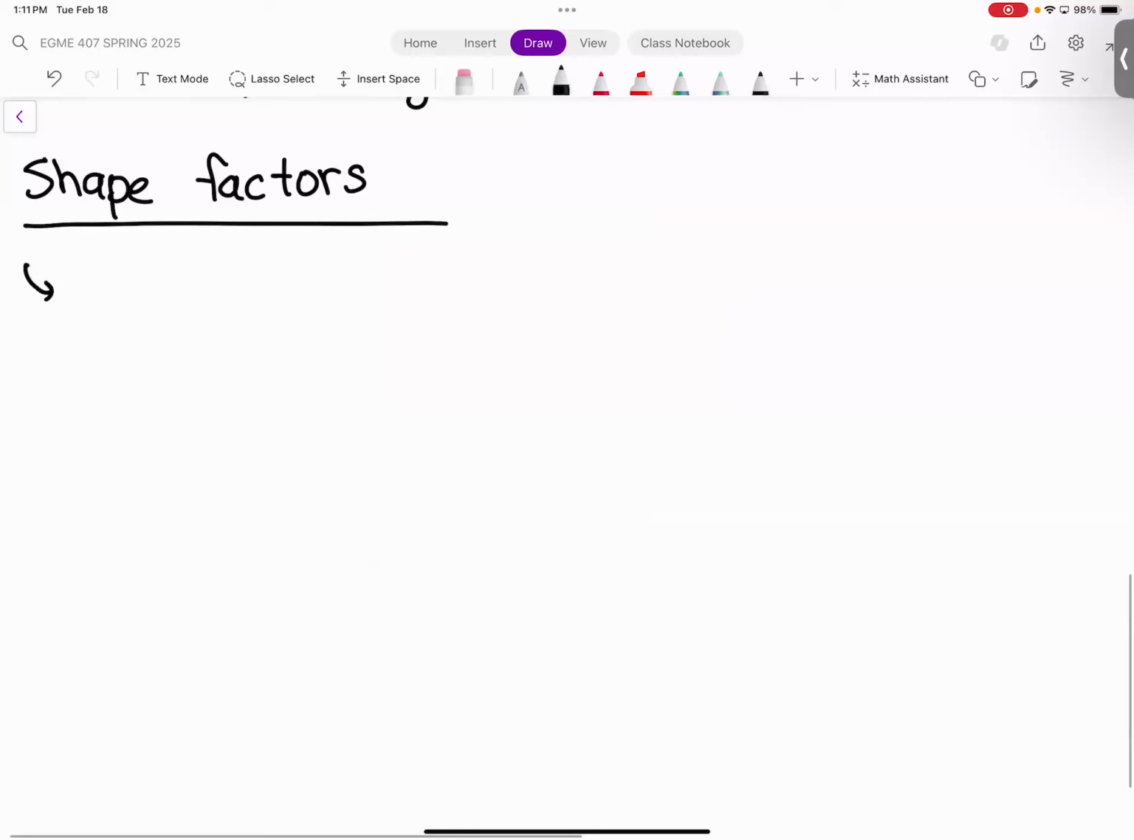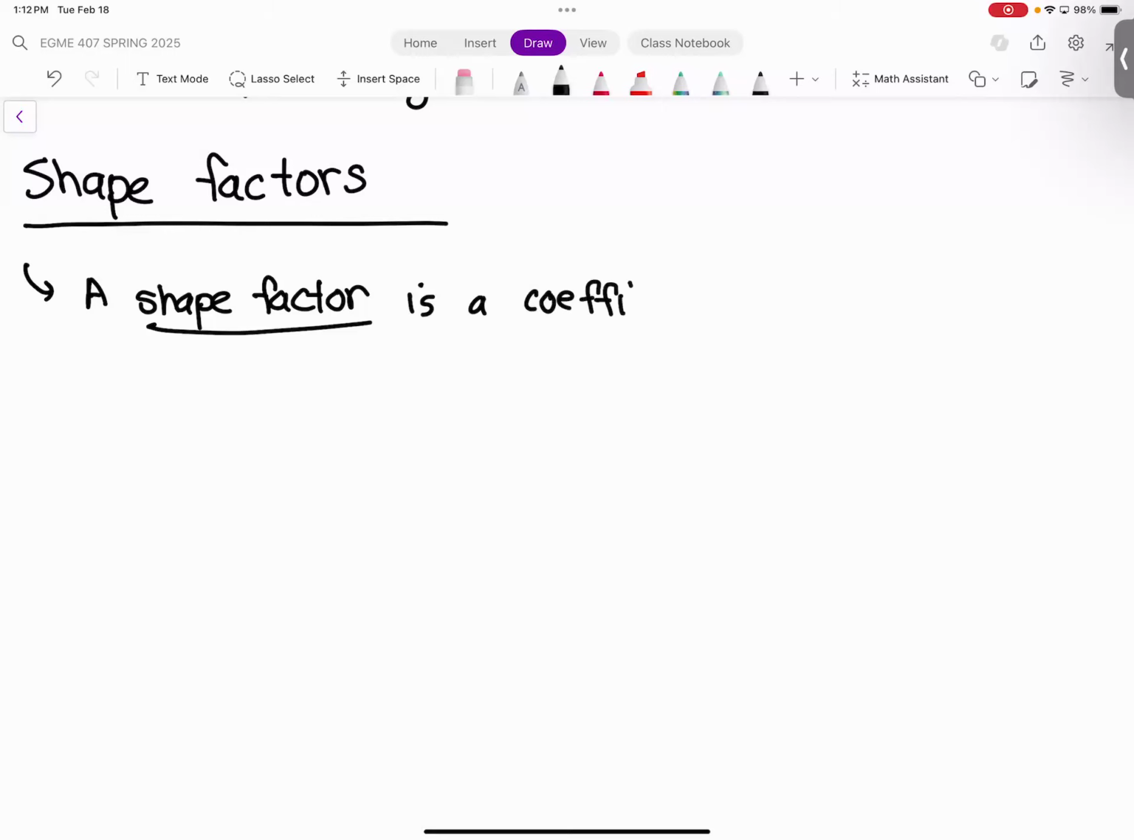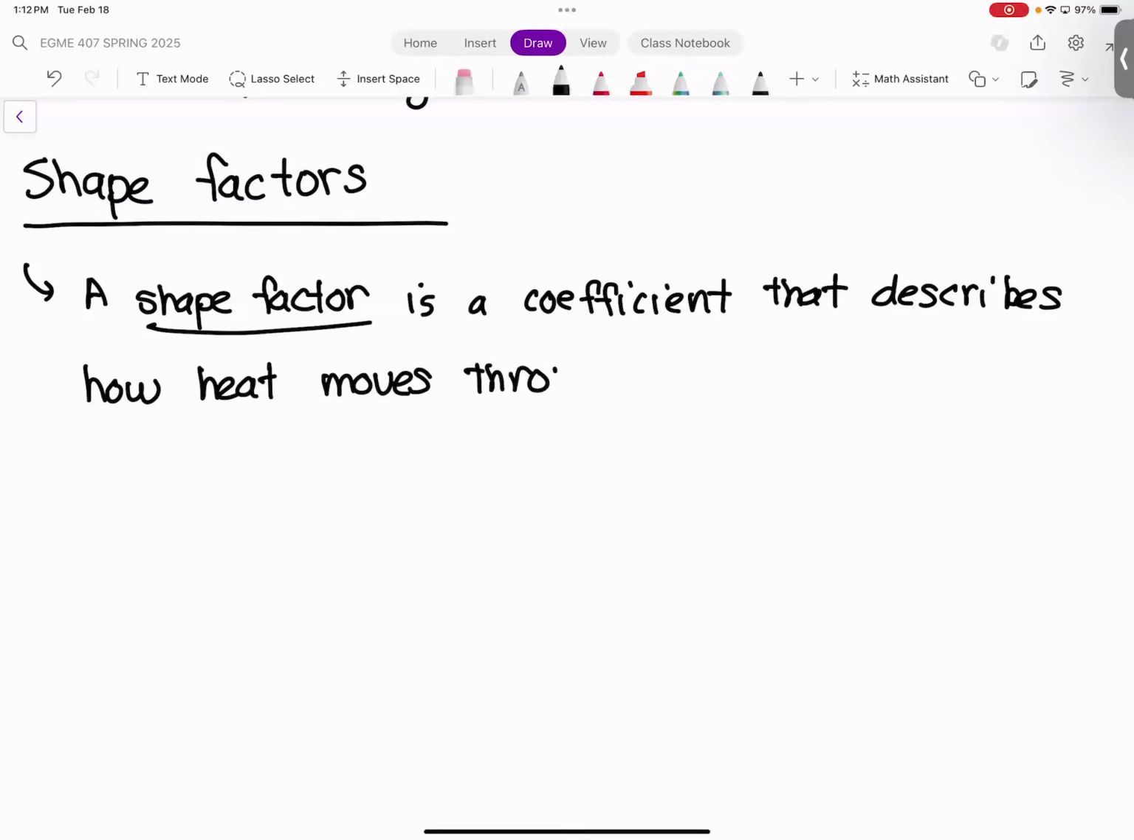So what is a shape factor? A shape factor is basically a coefficient which describes how heat moves in a very specific kind of geometry. Which is a very generic definition, and in fact, you could probably apply this definition to a lot of what we've discussed so far. But I think the best way to describe it is with an example.